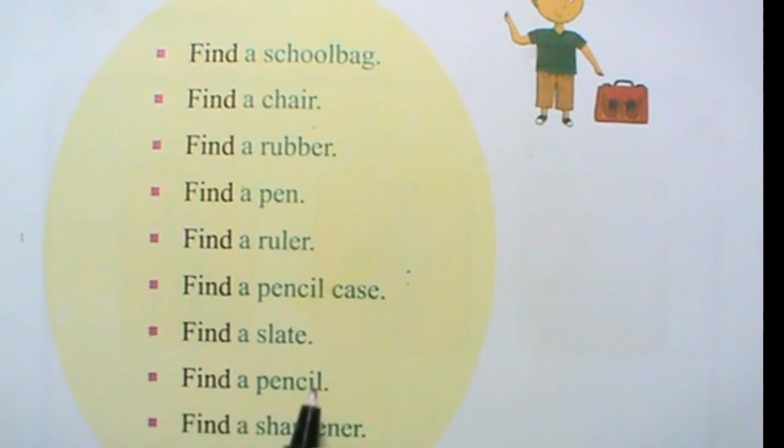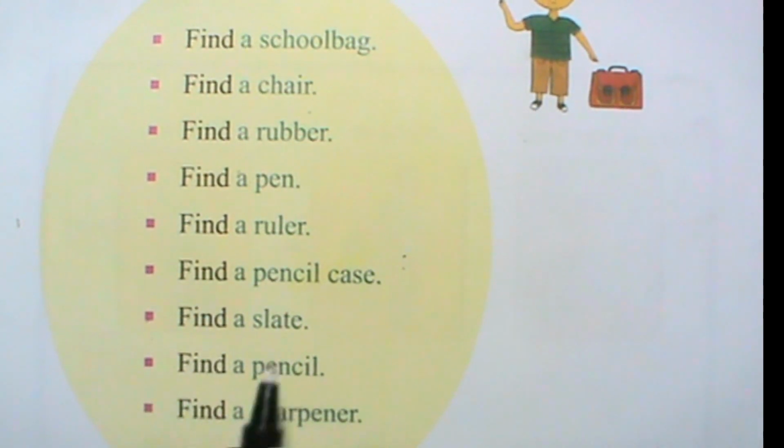Find a slate. Find a slate. I find a small board or tablet. Slate. Now we have find a pencil. Find a pencil. I find a pencil. Find a sharpener. Find a sharpener. I find a sharpener. Sharpener.